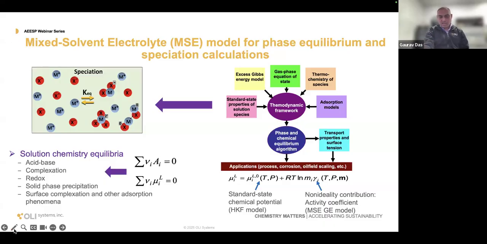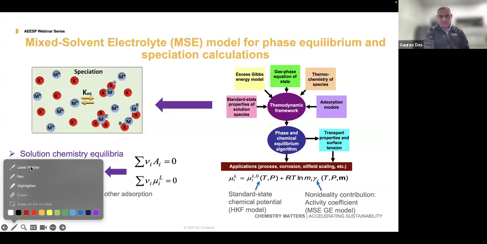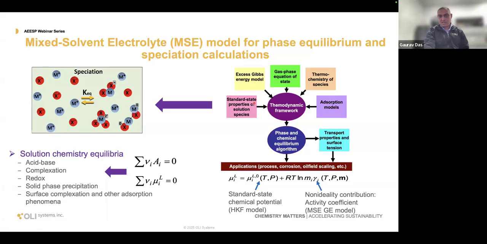So the MSE model has been developed by considering several building blocks. Standard state properties of solution species, which include ion and neutral species, consider the ion or neutral species in an infinitely dilute solution, where the excess Gibbs free energy model, which is the heart of this framework, brings those ions from the infinitely dilute solution to the finite concentration limit.